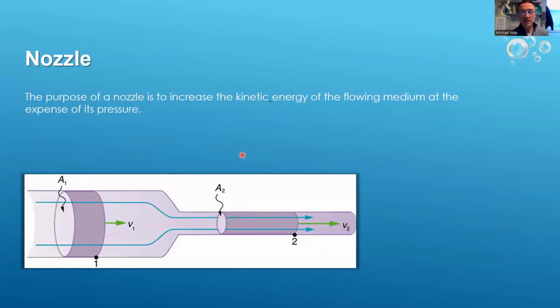So the nozzle simply is a device that increases the kinetic energy, in other words, the velocity of the flowing medium at the expense of its pressure. We do that by reducing the cross-section area.